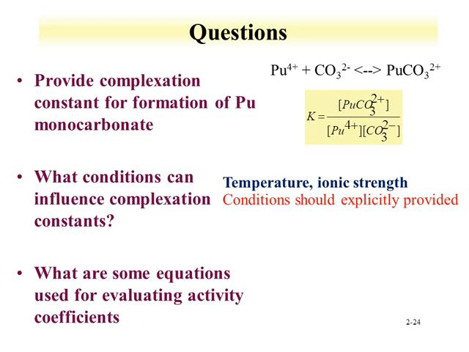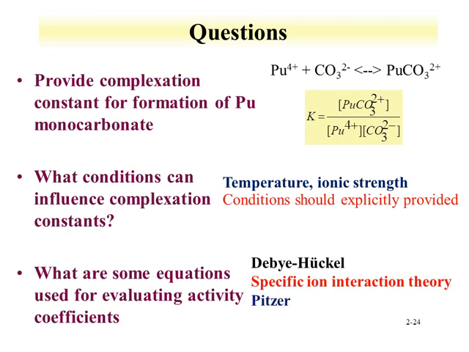And what are some equations used for evaluating activity coefficients? Well, we've discussed the Debye-Huckel equation, which is a very fundamental equation you've probably seen in previous courses. The specific ion interaction theory engages more terms and tries to bring in more of the chemistry occurring with the anions and cations that are acting as spectators or changing the ionic strength. And finally, we also discussed the Pitzer equations, which are even more complex than the specific ion interaction theory. Both the specific ion interaction theory and the Pitzer equations are really trying to evaluate conditions where you have high ionic strength.